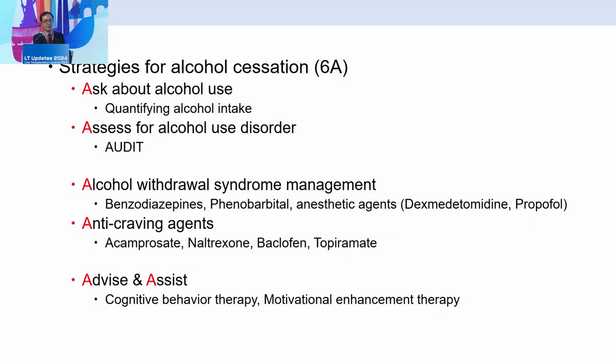Ladies and gentlemen, let me summarize my talk. Effective strategies for alcohol cessation, known as the 6A approach, include: ask about alcohol use and quantify intake; assess for alcohol use disorder using tools like the AUDIT; manage alcohol withdrawal syndrome with medications such as benzodiazepines, phenobarbital, and anesthetic agents; and anti-craving agents like acamprosate, naltrexone, baclofen, and topiramate.